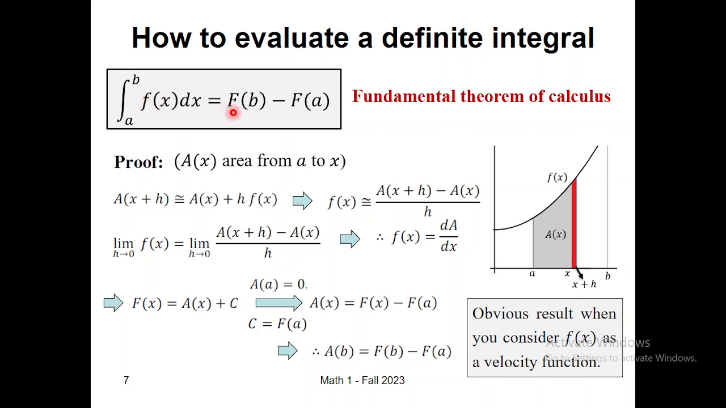Again, net change in some function F capital: F of b minus F of a. This is the initial value of the function, and this is the final value of the function. So this difference represents the net change in the function, and it is given by the definite integration of the rate of change in this function, f, because f is the derivative of F capital.